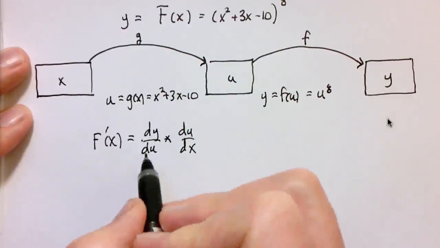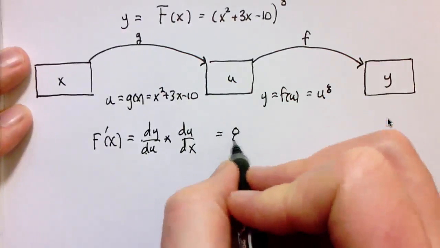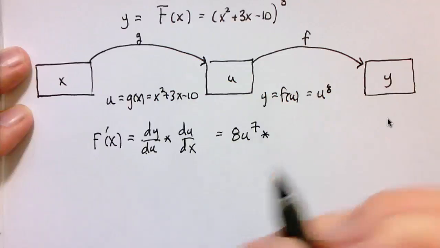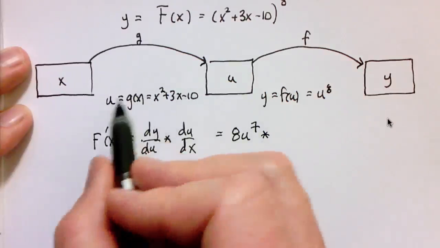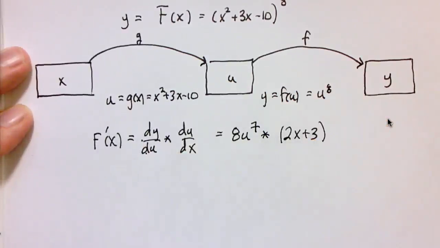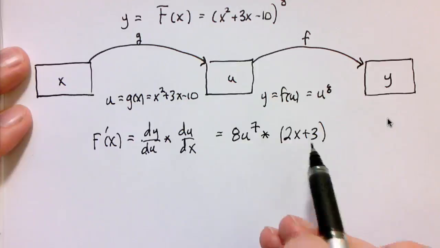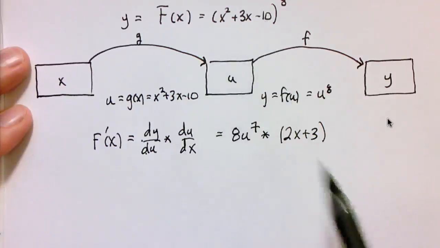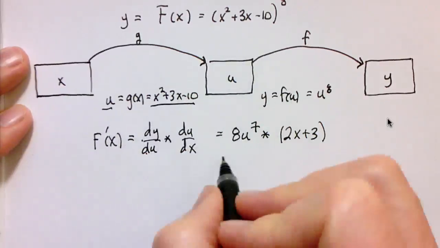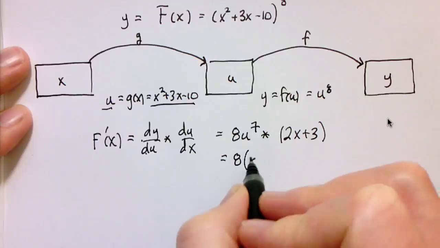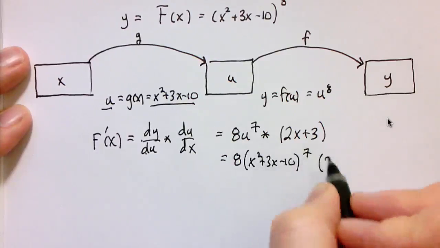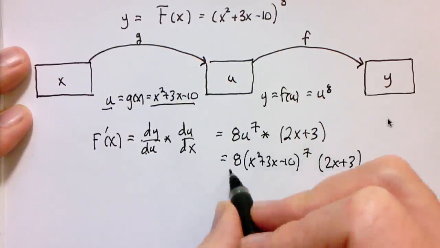This means take the derivative of y with respect to u. That's 8u to the 7th. That's a simple power function. Times du dx. That's also easy. This is a quadratic. So 2x plus 3. Now that doesn't look right. We'd like to get a formula here that, since we started with x's, only involves x's. Right? But look, we know that u is equal to this guy. So 8 times x squared plus 3x minus 10 to the 7th times 2x plus 3. That's our final answer.